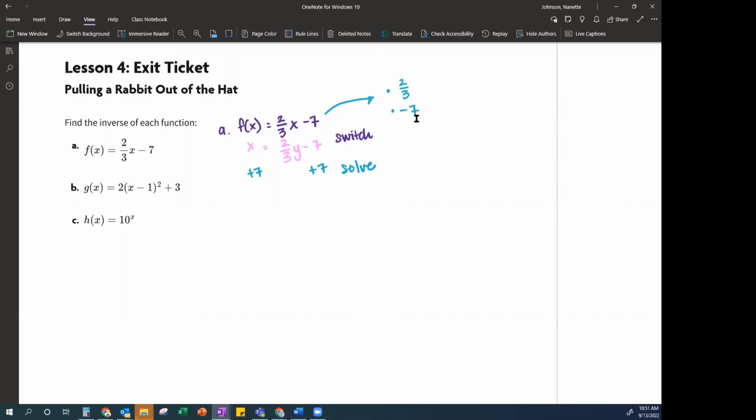Okay, so then, hey, Miss Johnson, I took care of the minus 7. Now what do I do? Well, now you have to get rid of times by, oh, sorry, this is 1, this is 2. Then what I want you to do is get rid of the times by 2/3. How do you undo multiplying by a fraction?